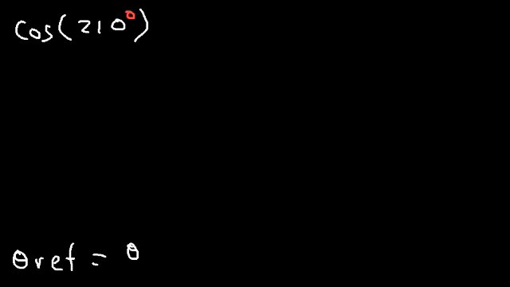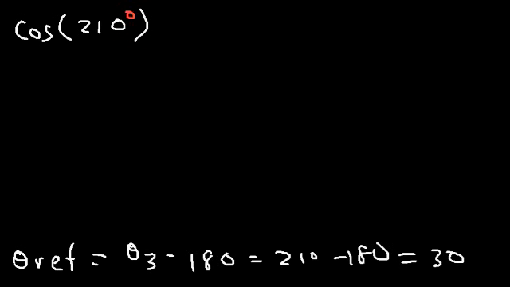Now what about cosine 210? What is the value of this particular trigonometric expression? So first, let's find the reference angle. 210 is in quadrant 3. It's between 180 and 270. And the reference angle in quadrant 3 is the angle in quadrant 3 minus 180. So that's 210 minus 180, which is 30. So the reference angle is 30 degrees.